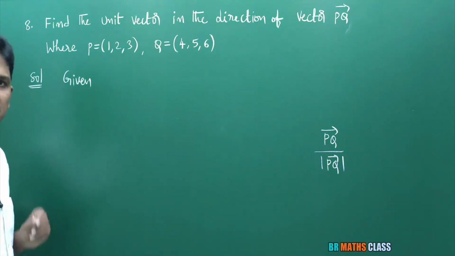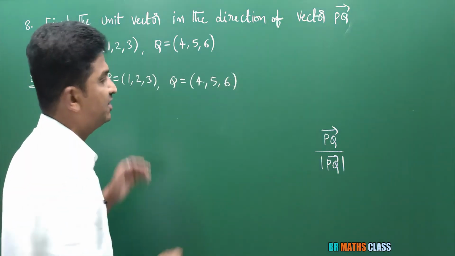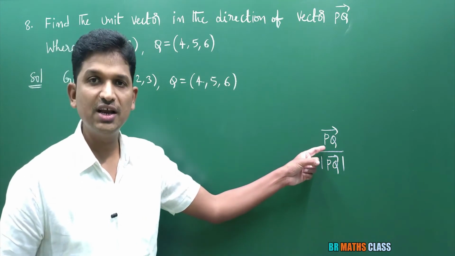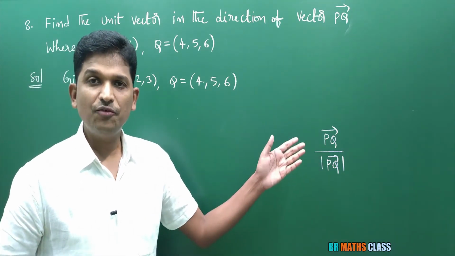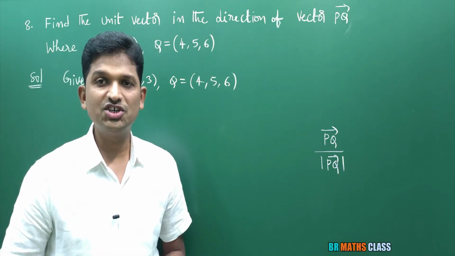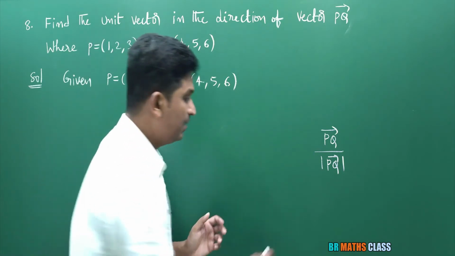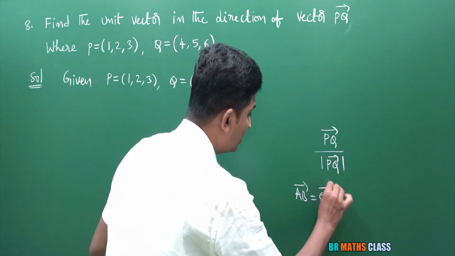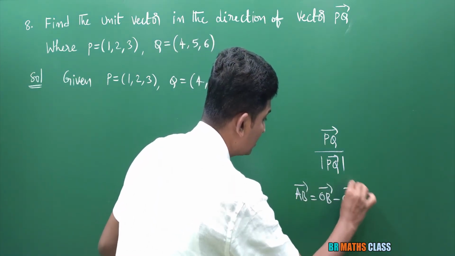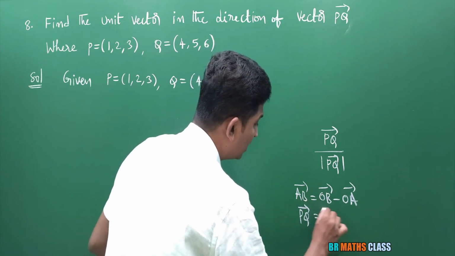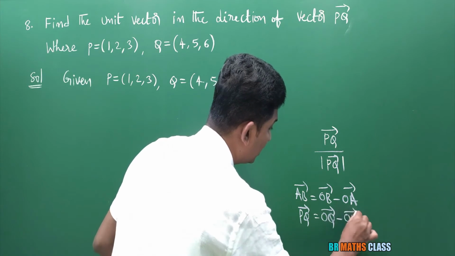First I'll write the given information. They gave the points P and Q. What do I need to calculate? I need to calculate PQ bar. What is the formula to calculate PQ bar? In the triangle law of vector addition, we learned this formula: the vector AB bar can be written as OB bar minus OA bar. Similarly, the vector PQ bar can be written as OQ bar minus OP bar.